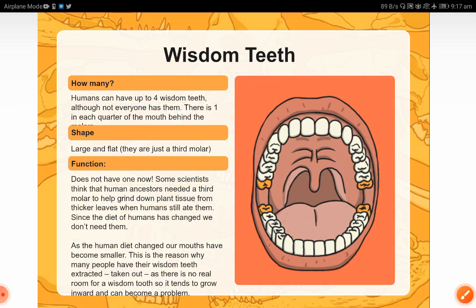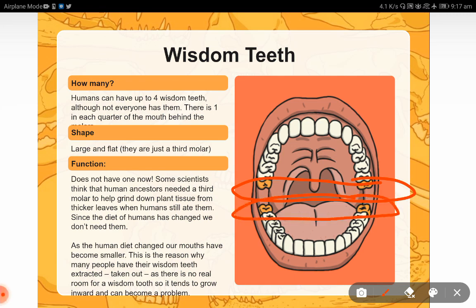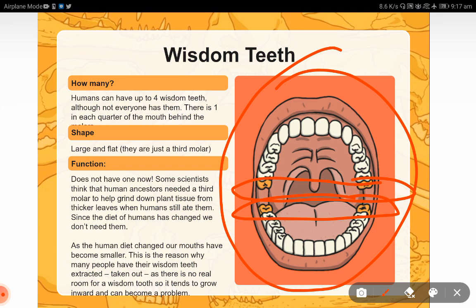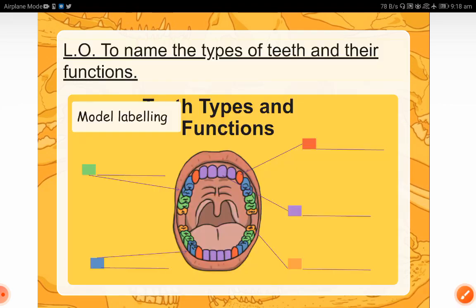Over the years, our diets have changed. We have gone into eating softer diets, so we don't need this extra molar. As a result, over the centuries, our mouths have become smaller. This means that there is no space for wisdom teeth in our mouths. So when one grows, it causes pain. It protrudes inward and causes pain. That's why most people have them extracted.